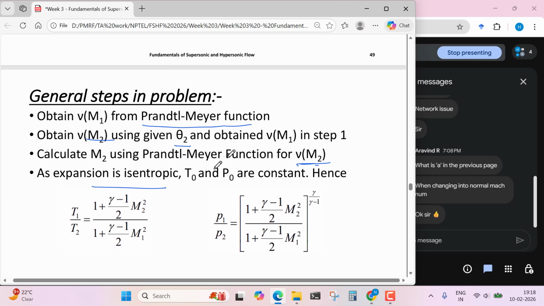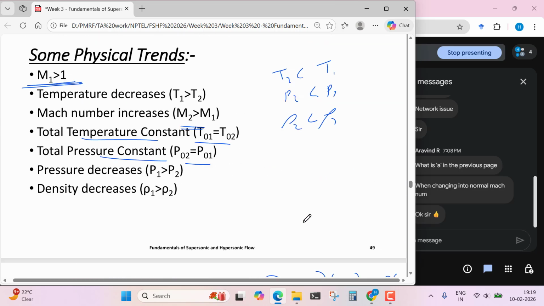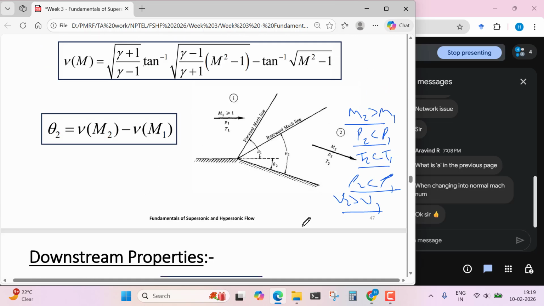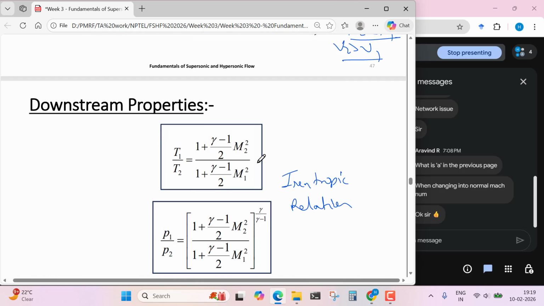So how to solve this problem? Generally we know M1, so we can find the Prandtl-Meyer function for this M1, nu of m1, and we know the relation theta 2 equal to nu of m2 minus nu of m1. So using this theta 2 and nu of m1, we can find nu of m2. Then using the Prandtl-Meyer relation for nu of m2, we can find M2. Then we can use the isentropic relations for finding the other properties of the flow. The only thing is that for solving this Prandtl-Meyer relation, we have to use a numerical method to find the value.